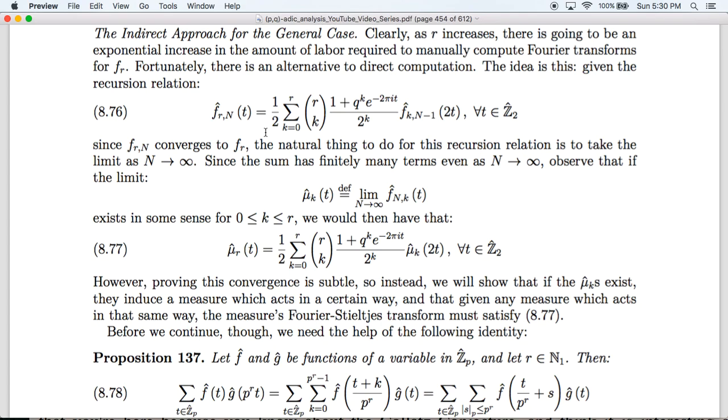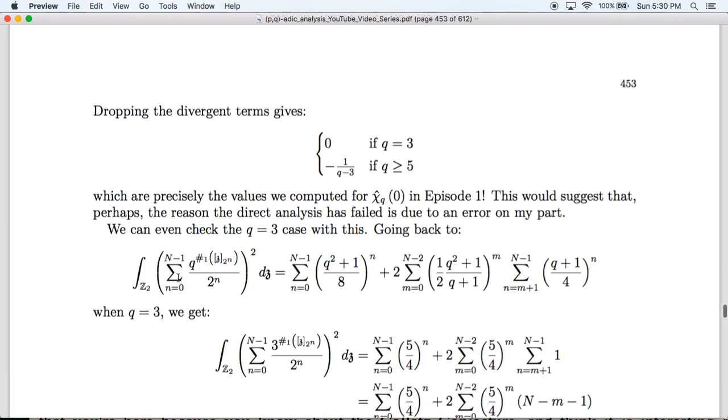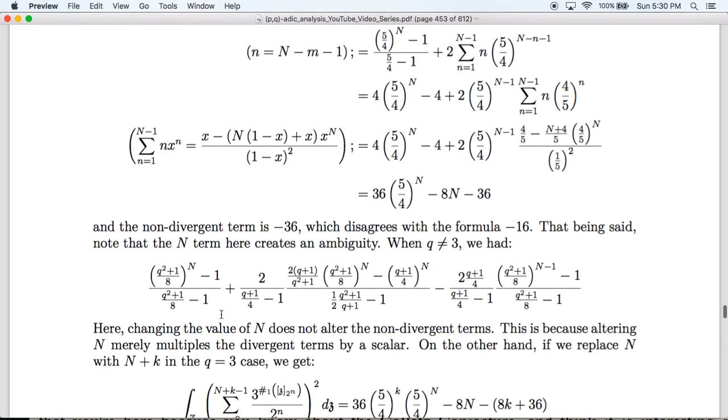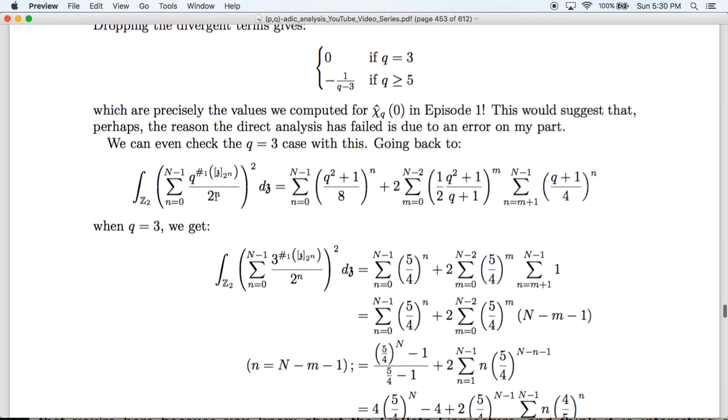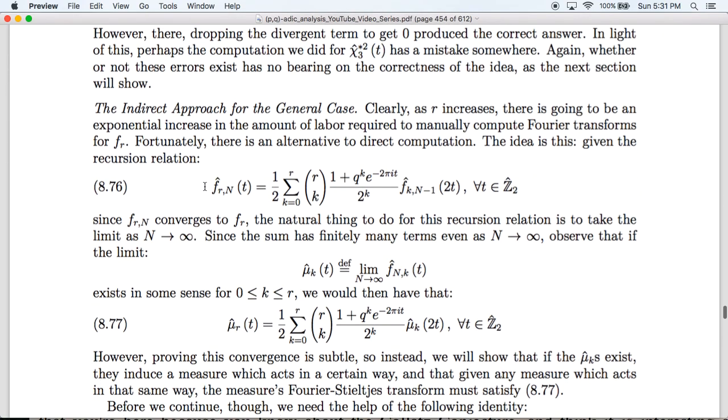So the alternative that we're going to do comes from going back to this recursion relation we found between the Fourier transform of the nth truncation of f_r, where f_r, recall, is this f series as n goes to infinity, raised to the power of r. So this as n goes to infinity would be f_2. If we made this a 3 and made n go to infinity, this would be the integral of f_3, and so on.